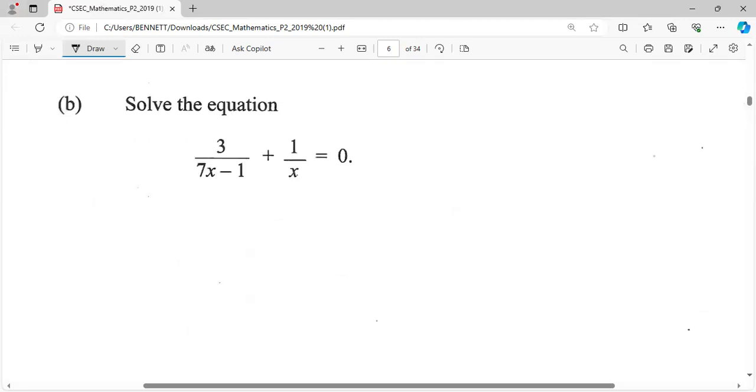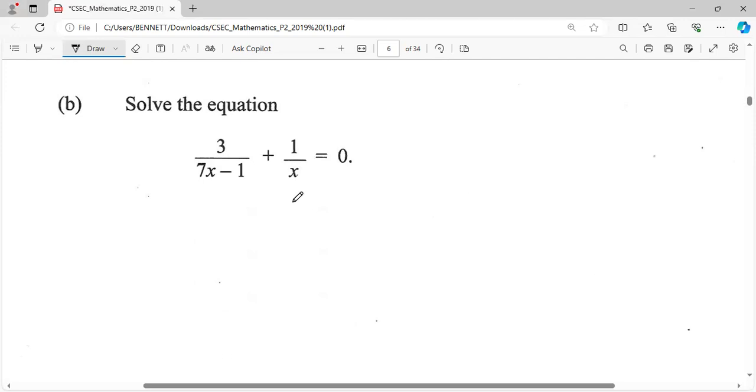This one says, solve the equation 3 over 7x minus 1 plus 1 over x is equal to 0. So I did this on my live yesterday. I didn't reach to this extreme, but yeah, it was really good, guys. So let us handle this as a remediation.